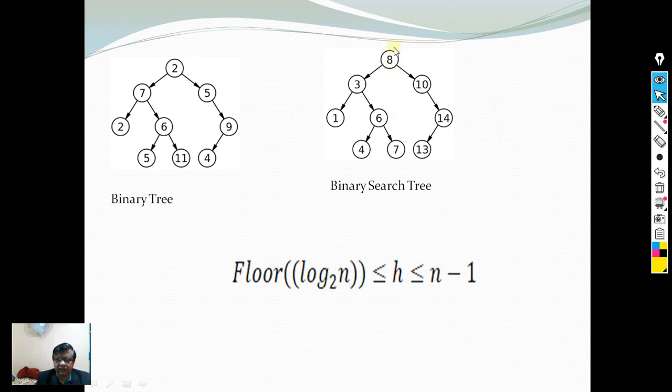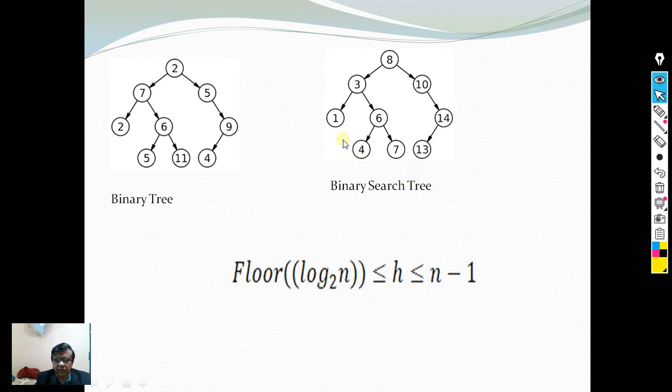If you select any node at random, the left subtree will have all the elements lesser than this node, and the right subtree will have all the elements more than this particular node. This definition can be recursively applied while defining a binary search tree.